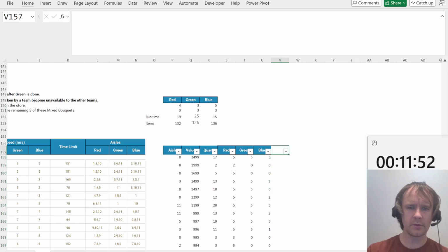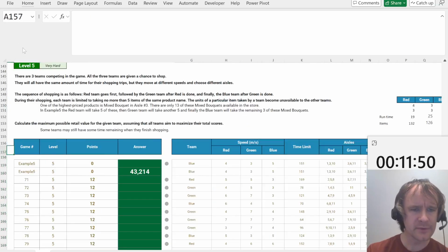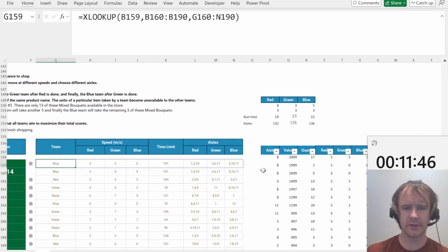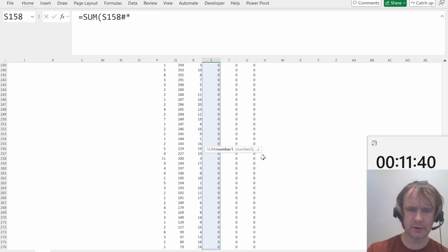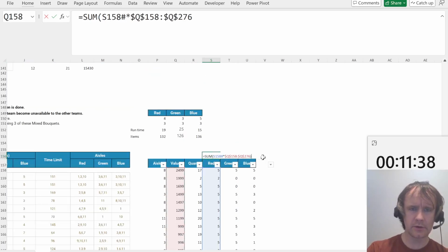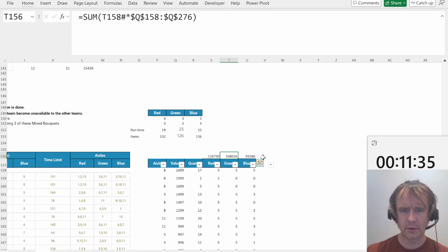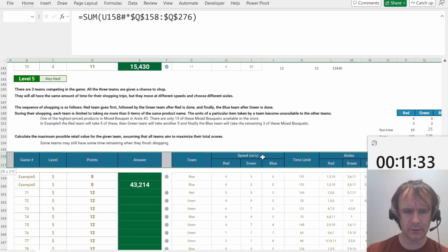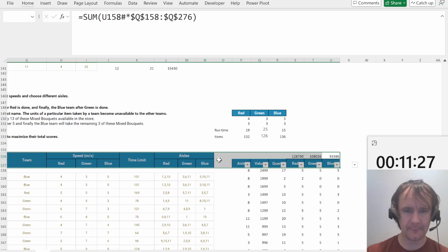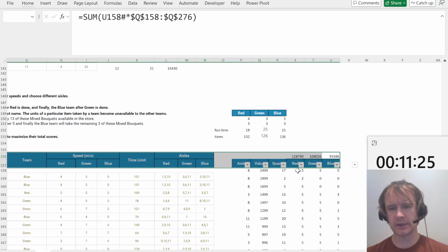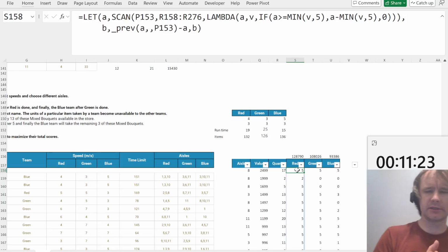Okay, so then what is the actual question? Calculate the maximum possible retail value for the given team. Okay, fine. So for this team, it equals the sum of this times this lock. So blue 9338. Oh, totally off the mark. What's going on here? Wow, that's, oh, right, aisles. Yes. Shoot.